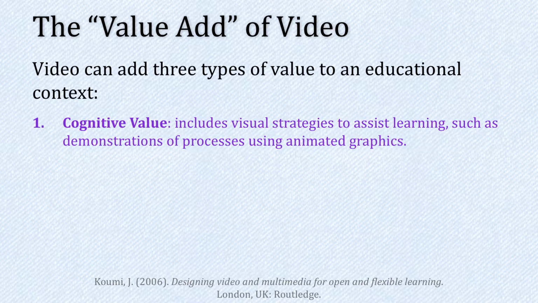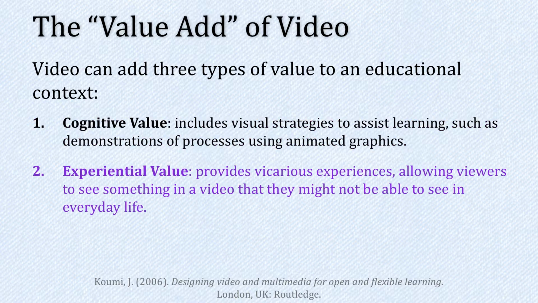The first type of value is cognitive value, and this stems from using visual strategies to assist with learning. An example of this might be including demonstrations of different processes using animated graphics. The second type of value is experiential value. And this is possible because video can provide vicarious experiences, allowing viewers to see something in a video that they might not be able to see in everyday life.